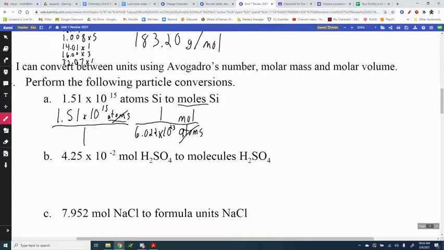So now we just do our math. We do 1.51 times 10 to the 15th divided by 6.022 times 10 to the 23rd. We get 2.51 times 10 to the negative 9th. And we've got to make sure we put our units, moles.